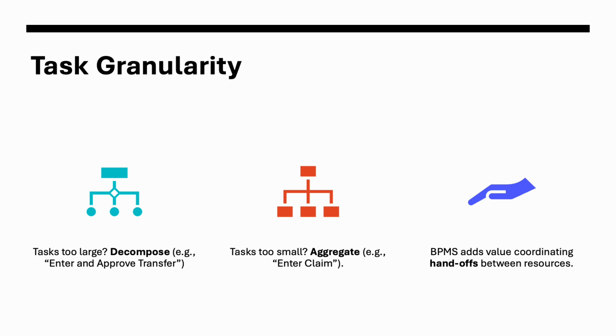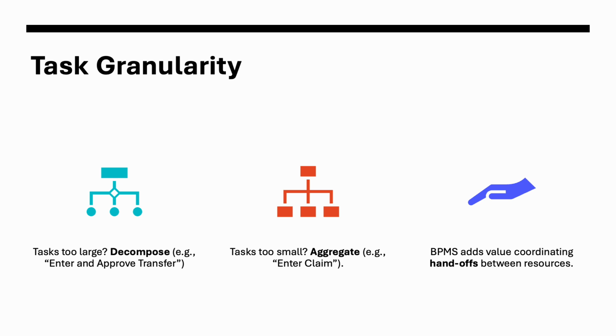Now, let's talk about task granularity, making sure each task is at the right level of detail for the BPMS to handle it effectively. If a task is too big, like process payment and approve refund, it might need different people or systems. So we should split it into smaller, separate tasks. This ensures clear responsibility and helps the BPMS manage handoffs properly. This is also called decomposition.